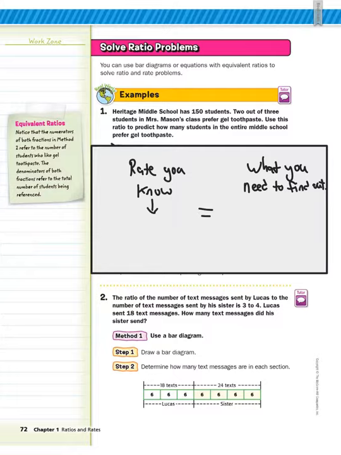So I just wrote this down. Over here, you'll see I have a rate you know. You don't have to write this, just watch. What you need to find out is going to go over here, and I have my equal sign. I'm going to go through and circle some stuff we know in the problem.